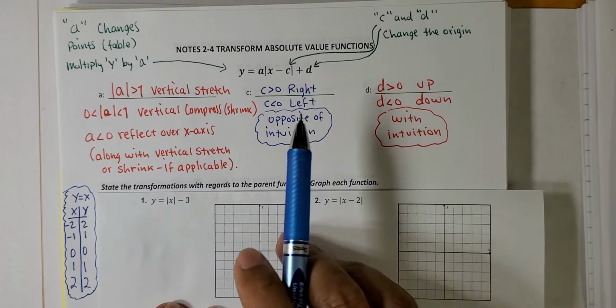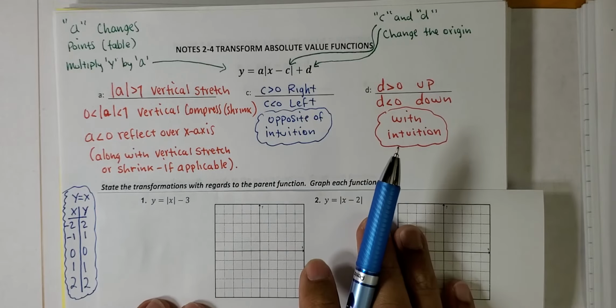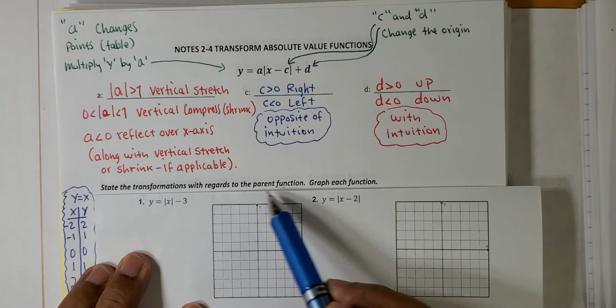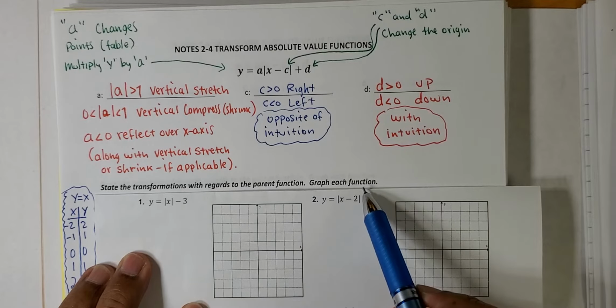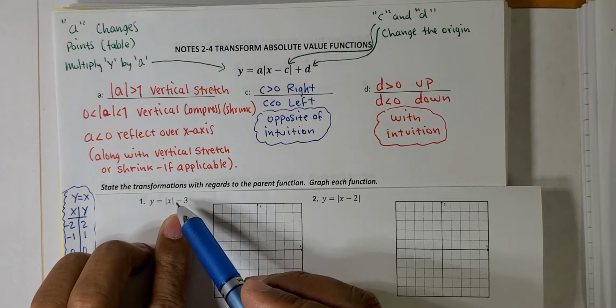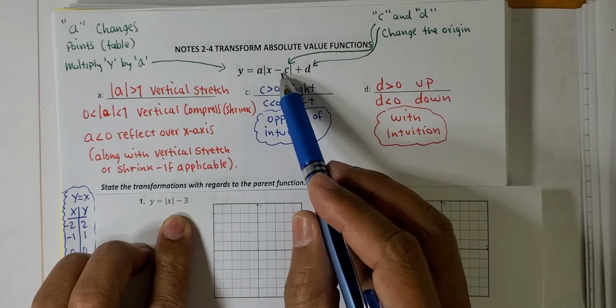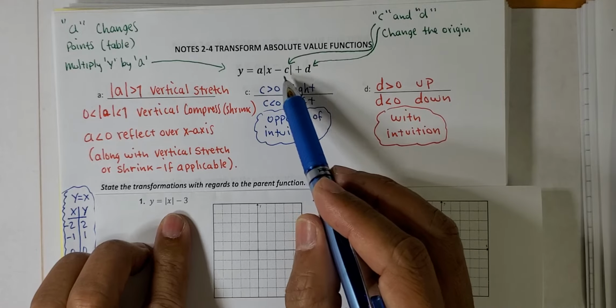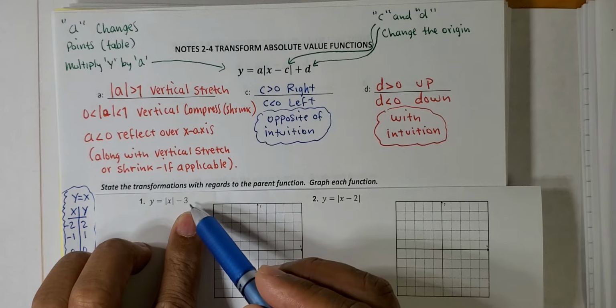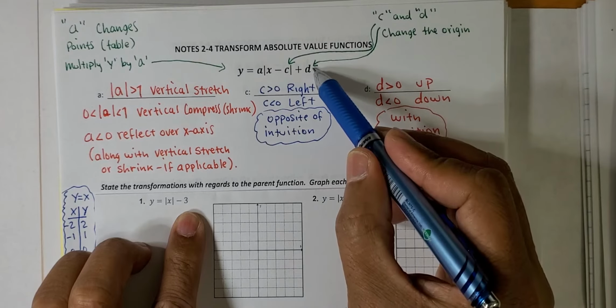What I'm going to do next is I'm going to graph this one here. So this is saying state the transformations with regards to the parent function and graph each function. So again, notice I have just the absolute value of x. There's nothing inside with the absolute value of x. But I do have a minus 3 outside. The question is, what is this minus 3 going to do to the graph? And that's your D value.